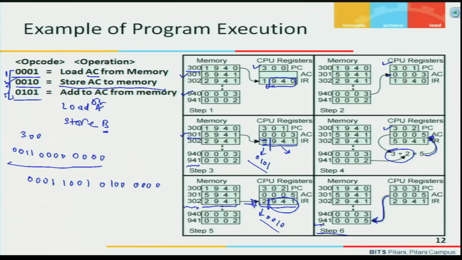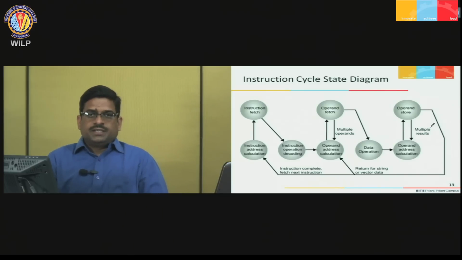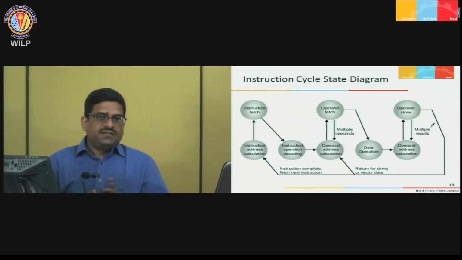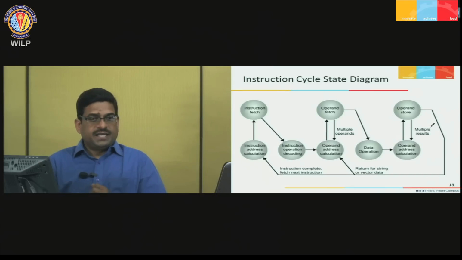So this is the way a program is executed, instruction by instruction, in sequence. Now look at the instruction cycle diagram. Right from fetching the instruction, and then interpreting or decoding the instruction, which means identifying the opcode and the operands or the addresses of the operands, and then after identifying, these operands have to be fetched. If multiple operands are there, then multiple operands have to be fetched.